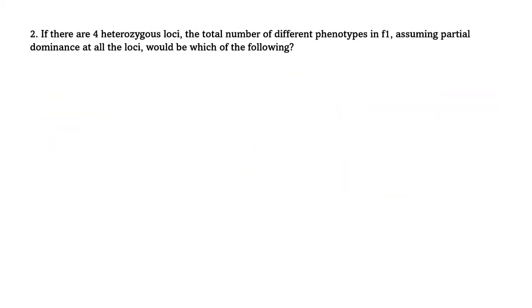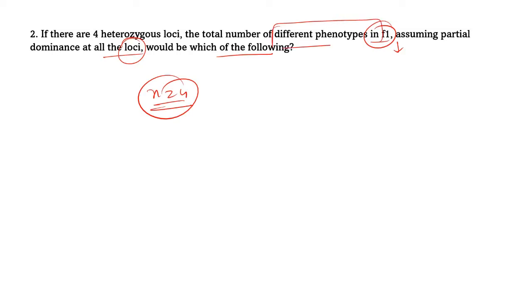Next one. If there are 4 heterozygous loci, the total number of different phenotypes in the F1, if we are assuming partial dominance at all the loci, will be which of the following. They are saying that n is equal to 4 and they are asking for the total number of different phenotypes. If in case they had not mentioned partial dominance, what would be the case? Let us discuss this first. If it is complete dominance, what will be the formula for finding the different combinations of phenotype? It is always equal to 2 power n, if it was completely dominant.